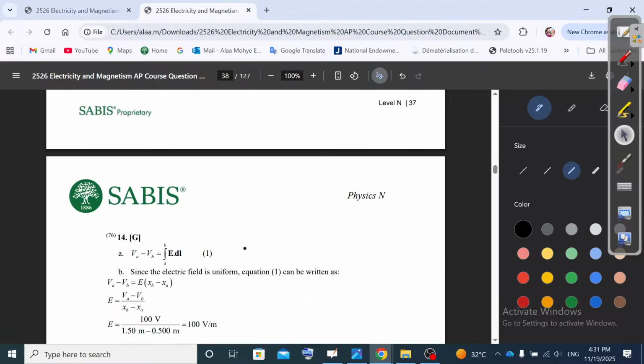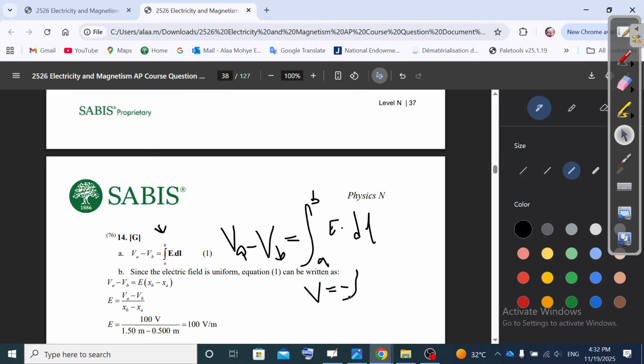What is the expression relating V and E? As we said, it's the equation, and this is really important: your VA minus your VB is the integration from A to B of E dL. Or they might also write V equals minus integral E dL.